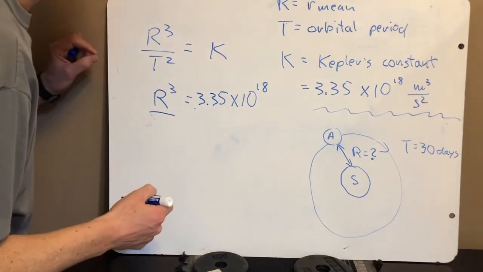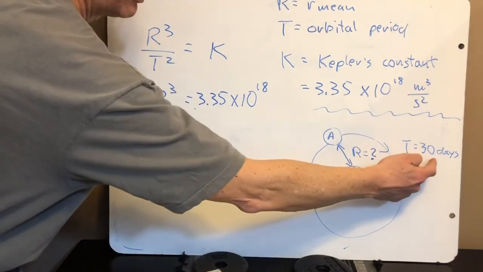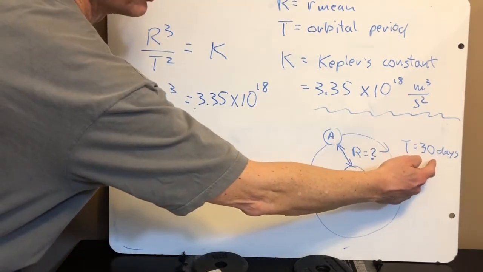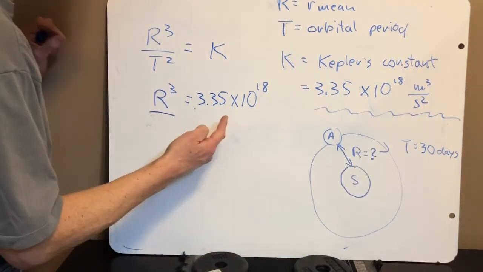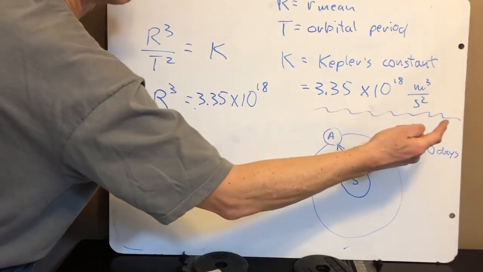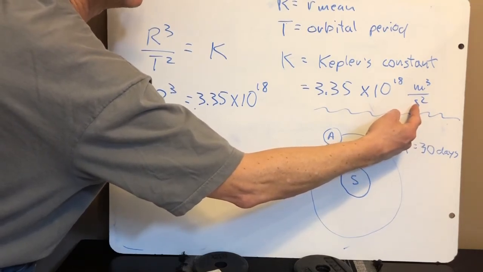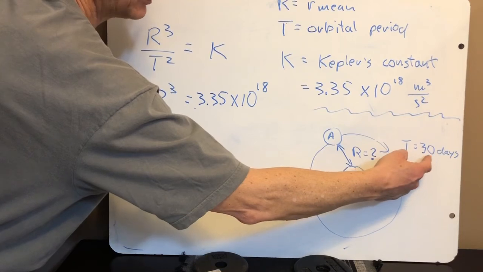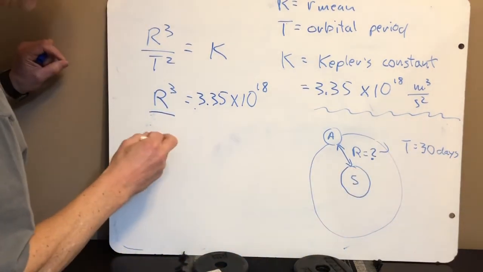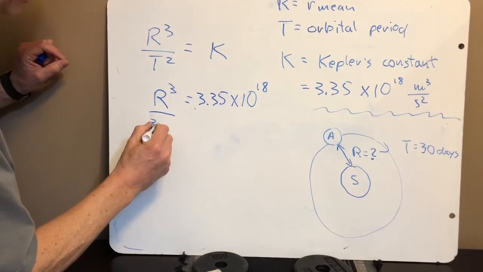Okay, well, we have to convert our orbital period to seconds. Remember, if we're going to use this value as our constant, our t value, our orbital period value, has to be measured in seconds. We have this one in days. So what is our t value going to be in seconds?